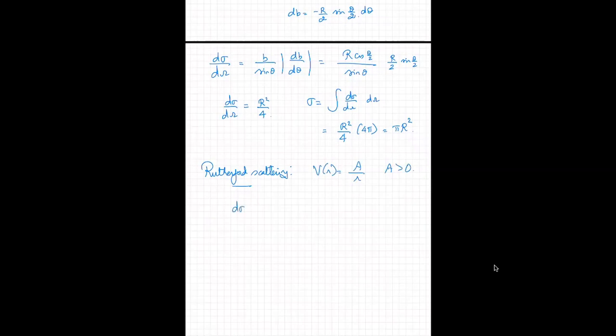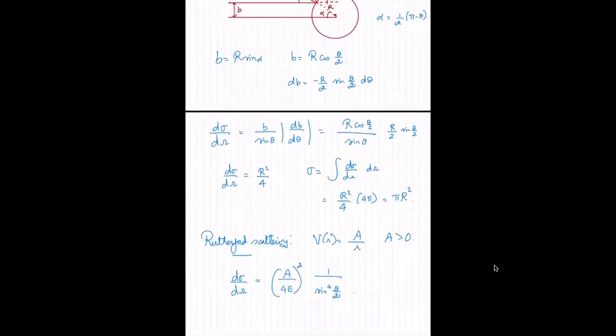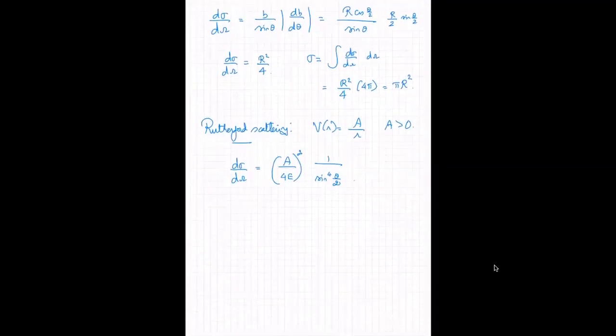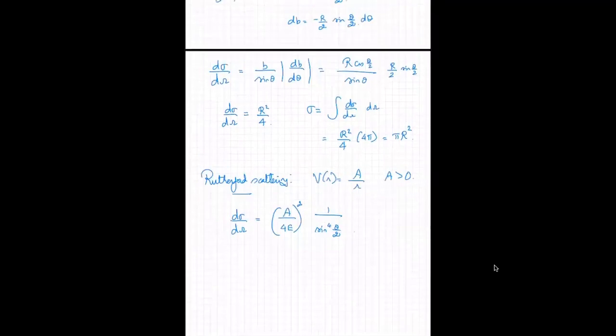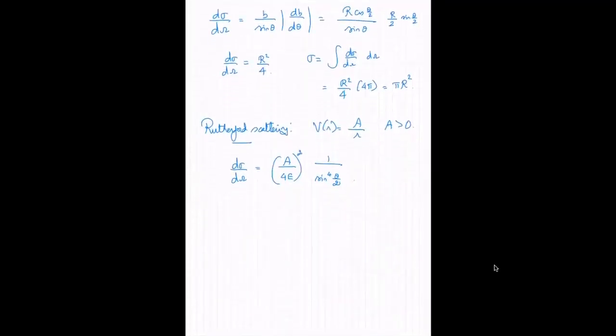And if you work out d sigma over d omega for this potential, you would actually get a very important formula: (A over 4E) quantity squared, times 1 over sine to the 4th theta over 2. Contrast this with the previous expression, where d sigma over d omega was just a constant, r square over 4. So this is why I was saying that in general, d sigma over d omega is some complicated function of the energy of the incoming beam and the scattering angle. E is the kinetic energy of the incoming beam, and theta is the scattering angle.